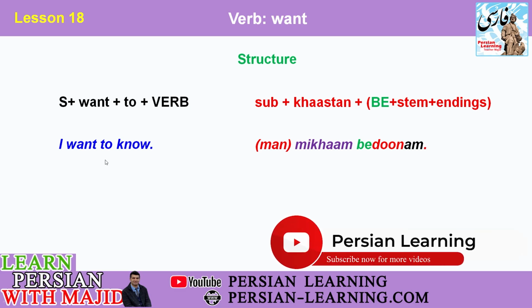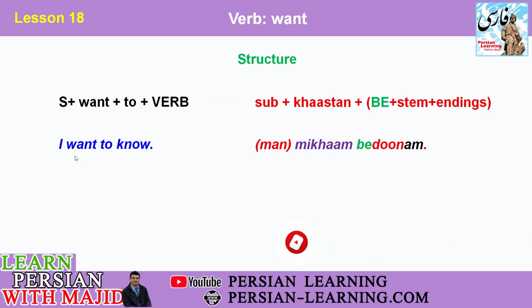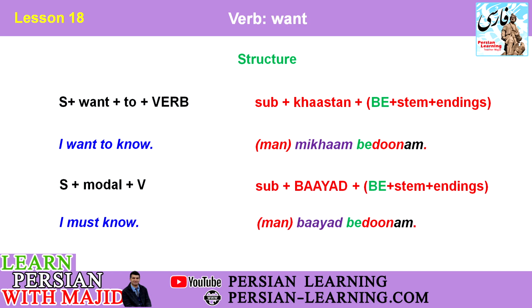So an example would be like this. I want to know. میخوام, conjugation of the verb want, and then know. We had the stem be and the ending. میخوام بدونم. The good news is that here for other modal verbs, for example, today must and should, which is باید in Farsi, we have the same structure. However, here we don't need to conjugate anything. It's always there fixed. The rest is like what we had for want.